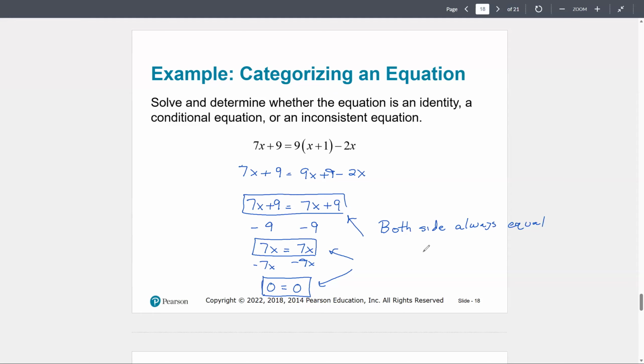So when both sides are always equal, that's going to tell me that it's going to be equal for everything. So we have infinite, or every x value is a solution. All real numbers are a solution. Sorry, it's trying to glitch a little bit here. So that means what we have is an identity.